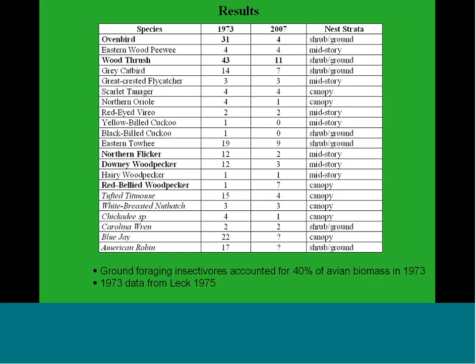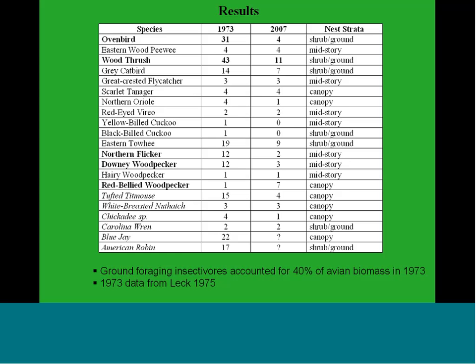Some other interesting things in here are the decline of the gray catbird, which is the fourth bird in the list, as well as the eastern towhee. But those might be confounded by the fact that the successional fields along the edge of the forest have changed dramatically since 1973. The catbird and the towhee are not strictly forest birds; they're more edge birds. Another interesting thing to look at is that the flickers and downy woodpeckers have decreased a lot, and the red-bellied woodpecker increased.